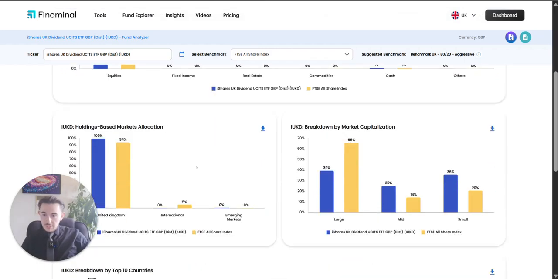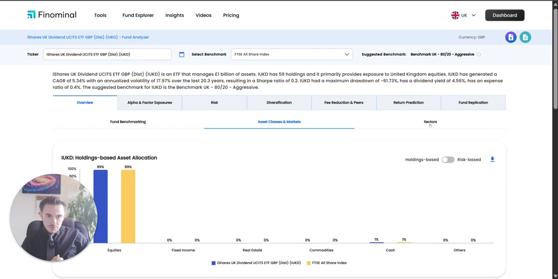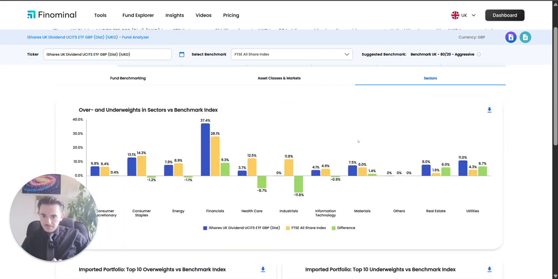So 100% in equities, as we would expect. The interesting to note, breakdown by market cap seems to be quite an even split, I would say. 39% large cap, 25% in mids, and 36% in small. So quite nicely diversified, I would say, against market cap. But let's move over now to sectors.